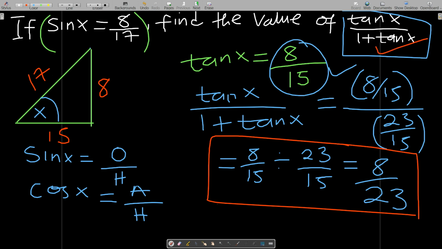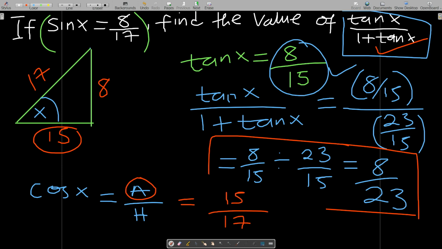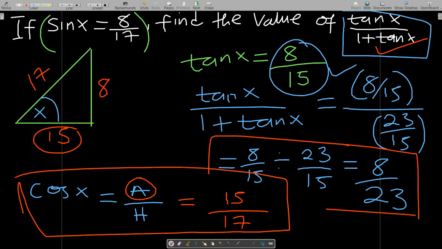Now in the same question we can be asked to find cos of x, or cos of x over something. If you are supposed to be finding cos of x, then cos of x is the adjacent over the hypotenuse. The adjacent is 15, so 15 over the hypotenuse, which is 17. This question wasn't asked, but if you were supposed to find cos of x, then this is what you use.